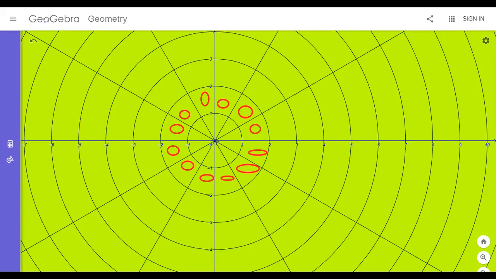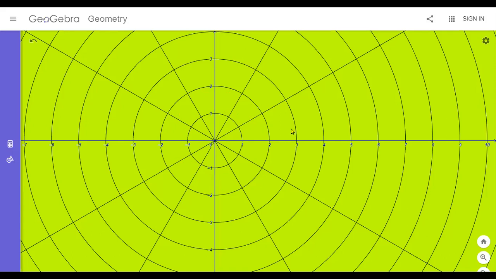The total angle is 360 degrees. If we divide 360 degrees by 12, the result is 30 degrees. That means the angle made by each sector is 30 degrees. The angle of each sector is 30 degrees in this polar graph.